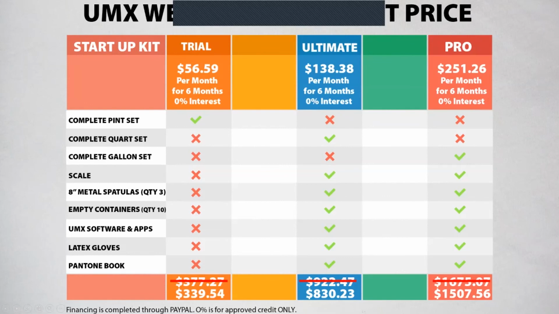And I broke down the cost per month. We do have a deal with PayPal where, if they approve you, they have 0% interest for 6 months, and you can break down your monthly payments on that as well. So that's kind of a nice other way to get started with the whole process of mixing.